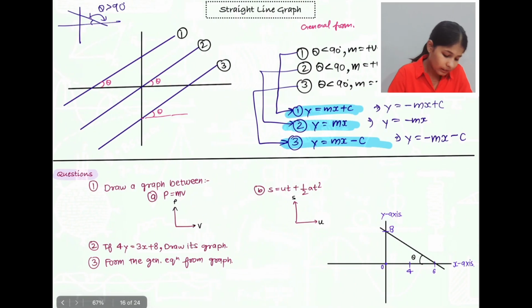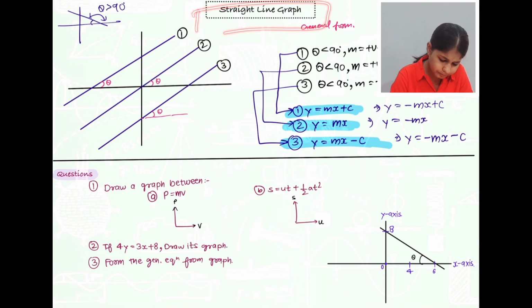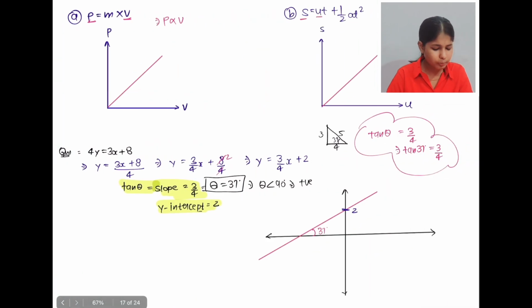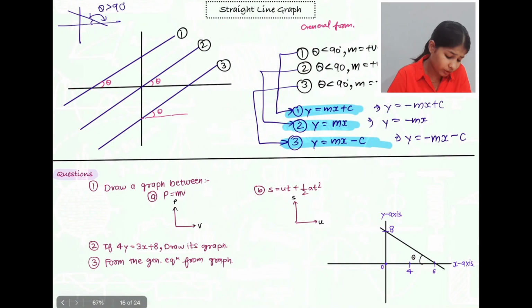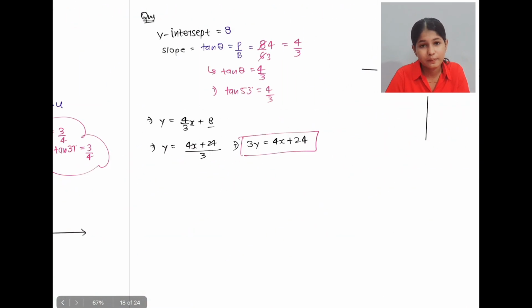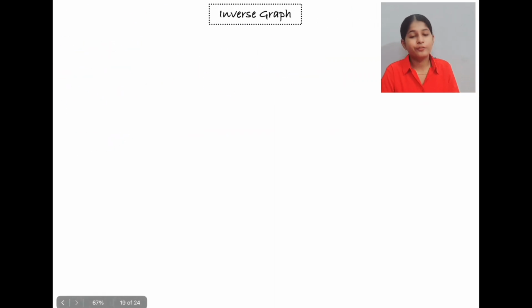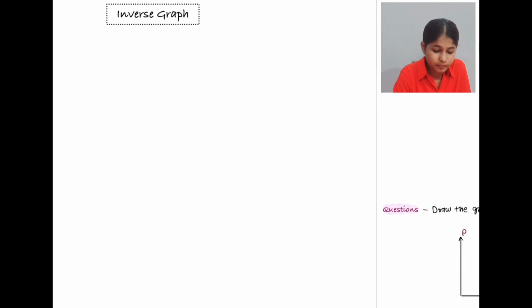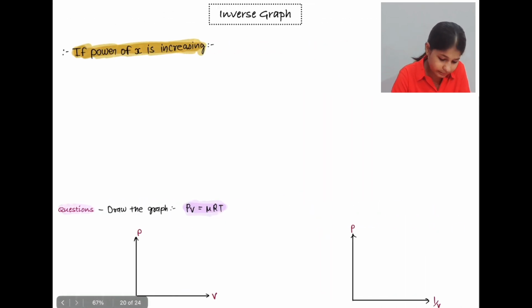Okay. In case of here you can see we have just solved a question. We have just solved some of the questions. This was all about the straight line graph. I hope you all have understood. If you have any doubt related to these questions, you can ask me in the comment section. Now, let's start with the inverse graph. So, first of all, how does the inverse graph look like? Okay.